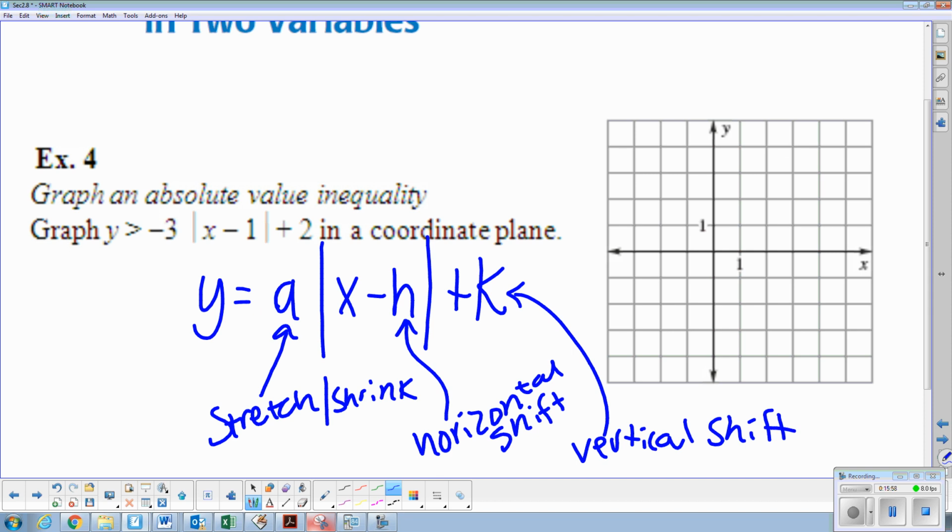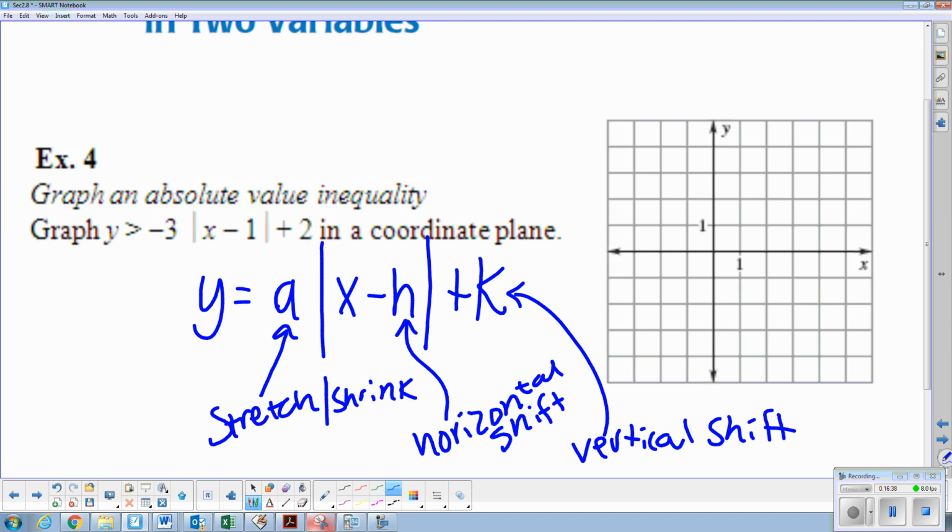So graphing the absolute value function y equals -3 times the absolute value of x minus 1 plus 2. First thing we want to do is, again, graph our boundary line. In this case, it's our boundary equation, or our boundary equality. So first thing we want to do when we graph absolute value functions is to find the vertex. So our parent function, remember, the vertex is (0, 0), and then it goes up 1 over 1 in both directions. But with a horizontal and a vertical shift, our vertex changes.